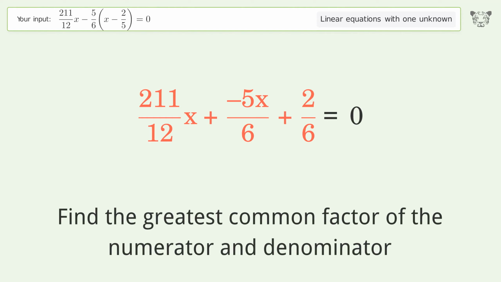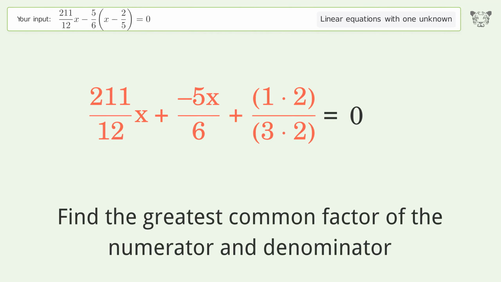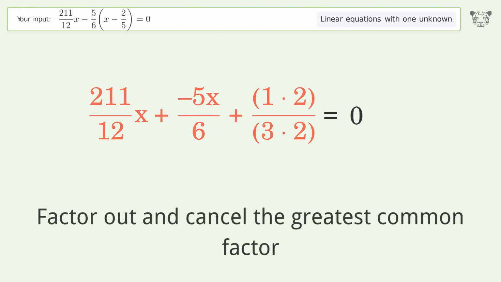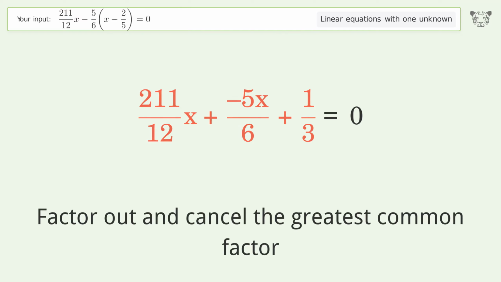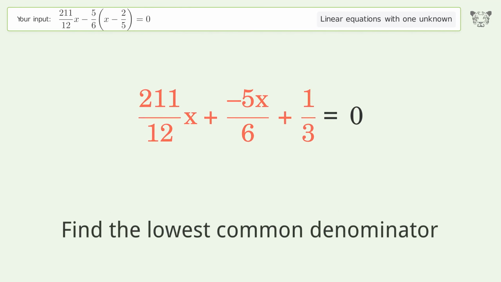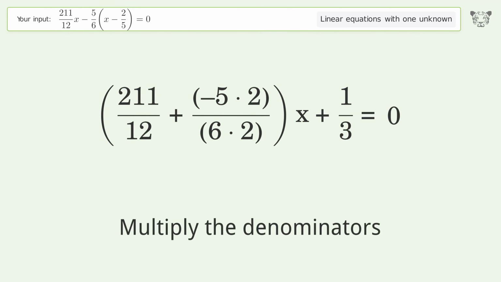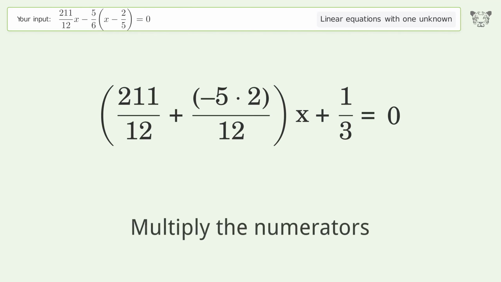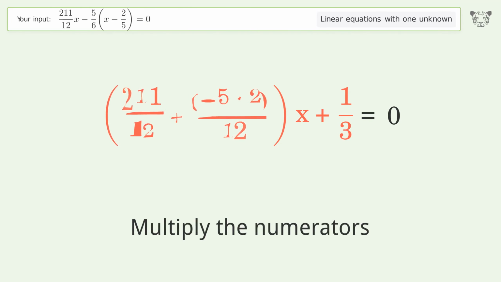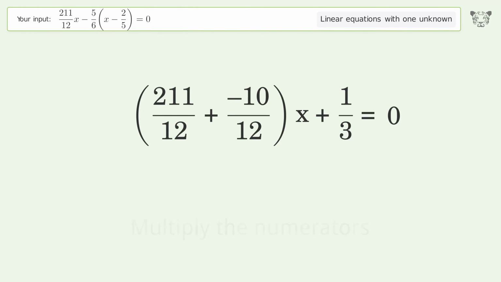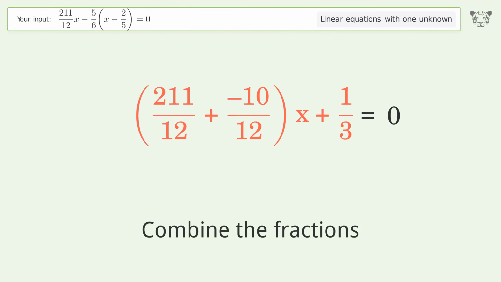Find the greatest common factor of the numerator and denominator. Factor out and cancel the greatest common factor. Find the lowest common denominator. Multiply the denominators. Multiply the numerators. Combine the fractions.